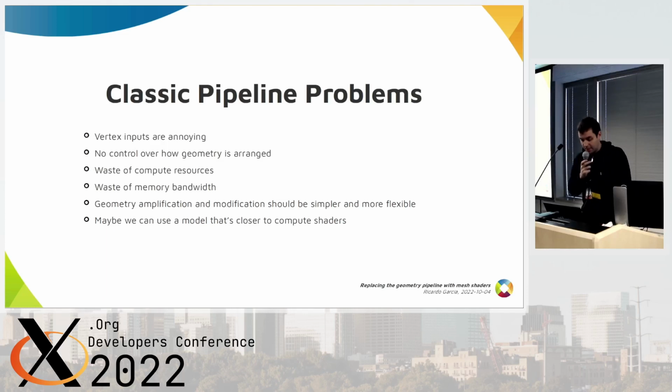And finally, tessellation and geometry shaders should perhaps be simpler and more powerful, and they should work like compute shaders, so we process vertices in parallel more efficiently and everything.